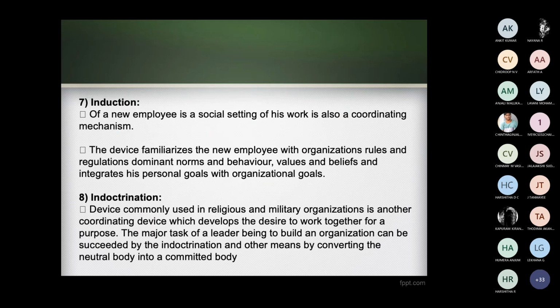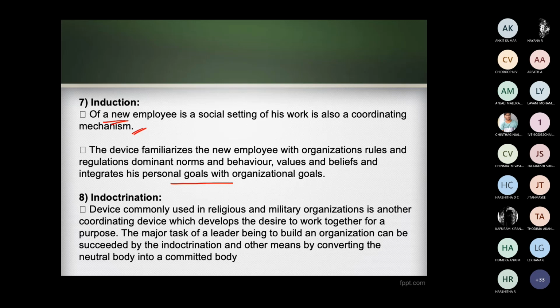Next, induction of a new employee into the social setting of his work is also a coordinating mechanism. The device familiarizes the new employee with organization rules and regulations, dominant norms and behavior, values and beliefs, and integrates his personal goals with the organization. What is this induction?